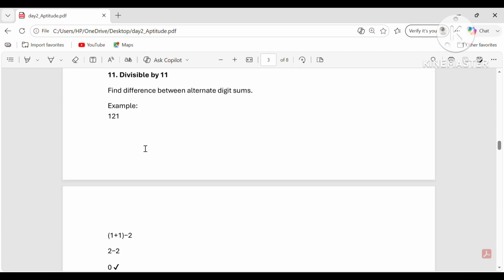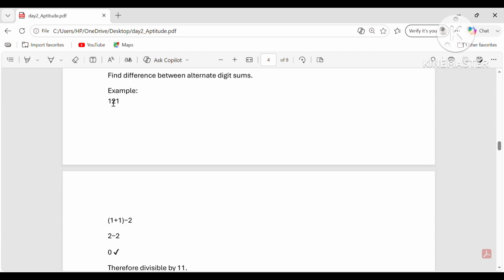Coming to 10. Divisible by 10, the last digit must be 0. So the examples are 540. It is a valid one. Why? Because it ends with 0. And coming to the second example, it also ends with 0. So it is also a valid one.